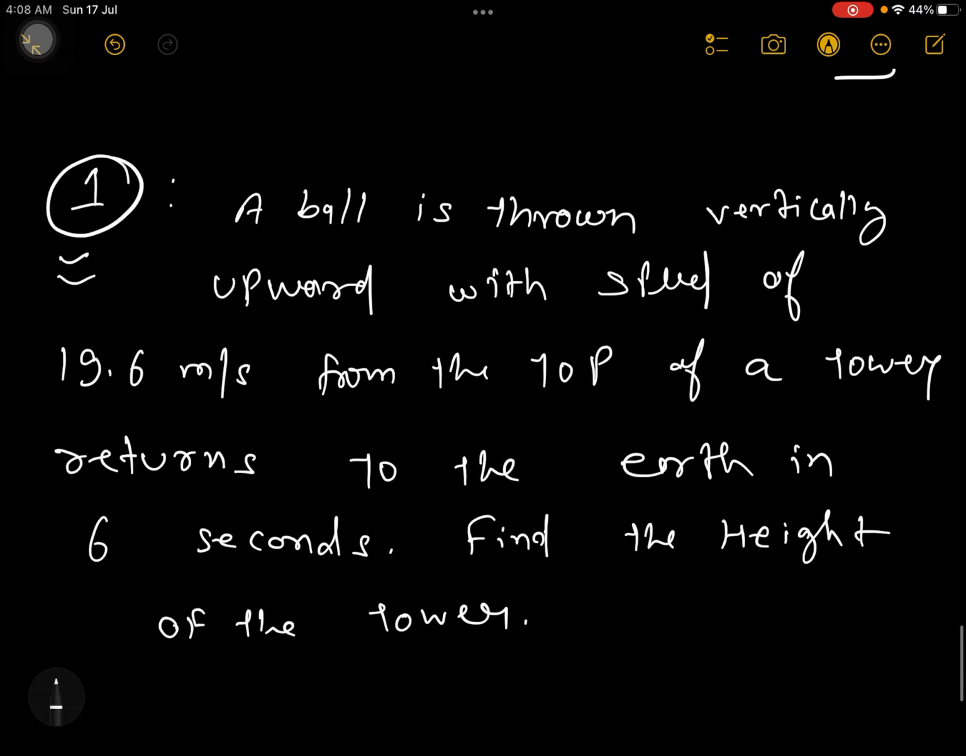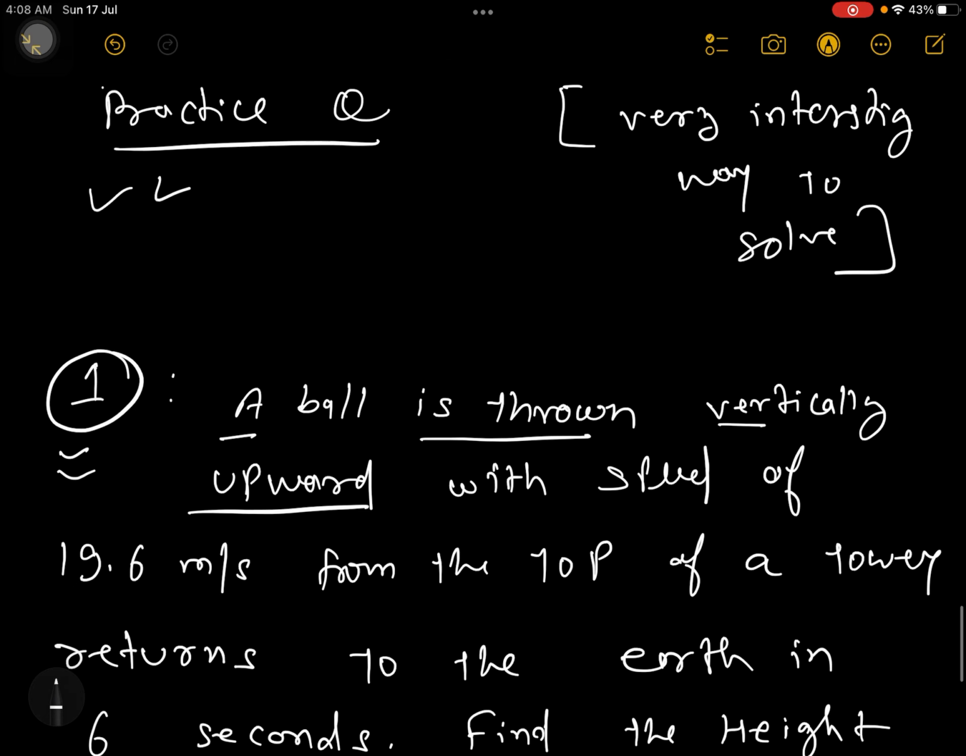See, I have taken the question. A ball is thrown vertically upward. You understand what is the meaning of vertically upward? See guys, this is upward, this is also upward. Vertically means straight upward. That is the meaning of vertically upward.